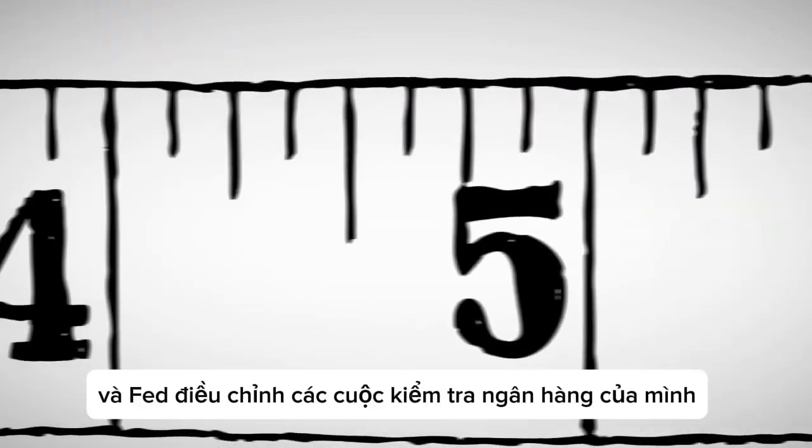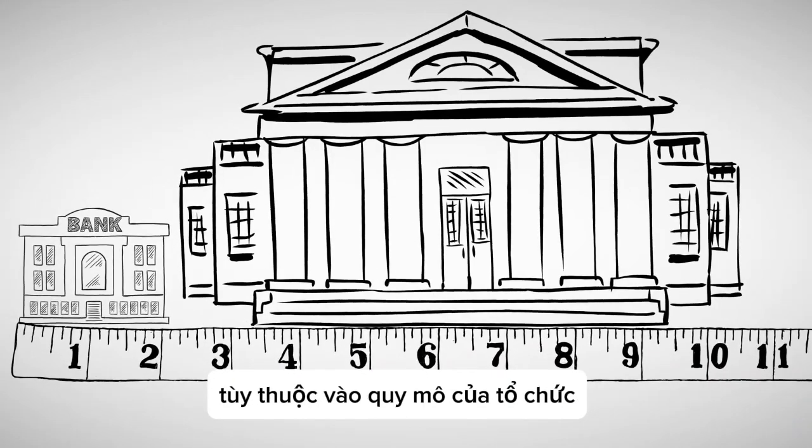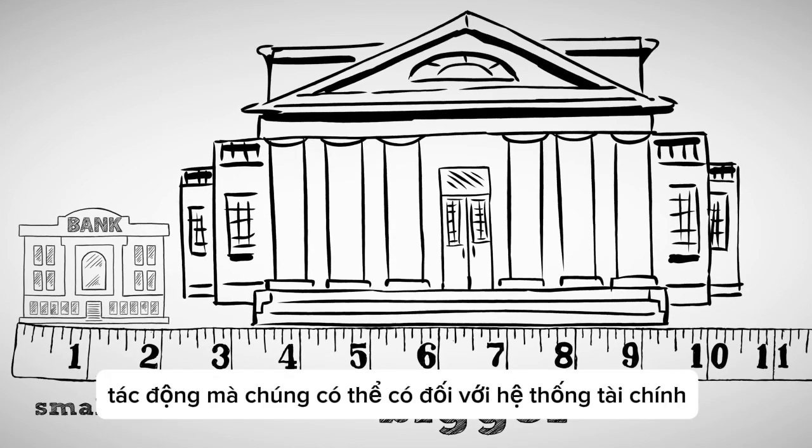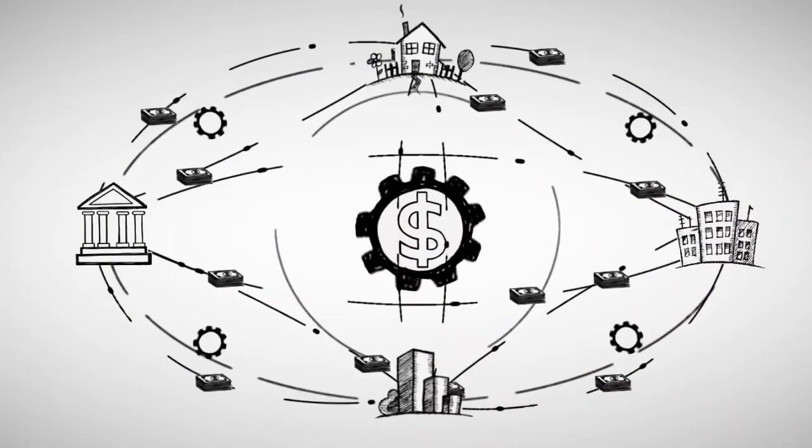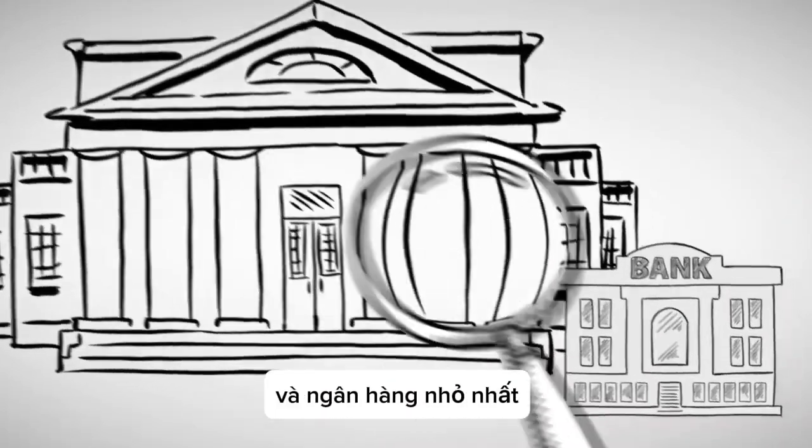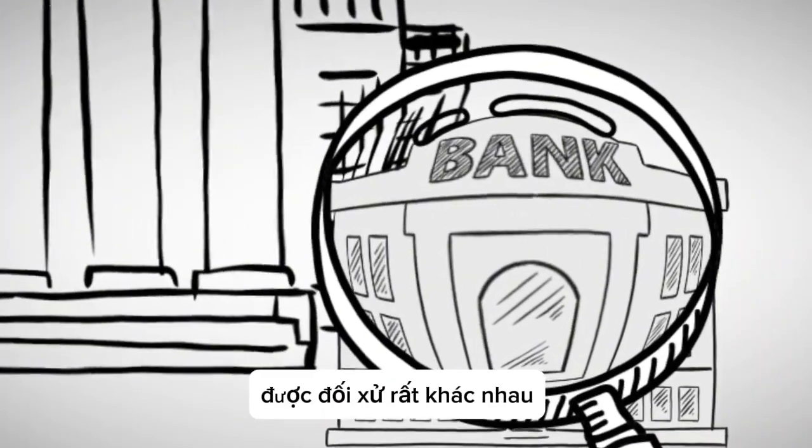And the Fed tailors its bank exams depending on the size of the institution and taking into account the impact they might have on the financial system and economy as a whole. So the very largest global bank and the smallest community bank are treated very differently.